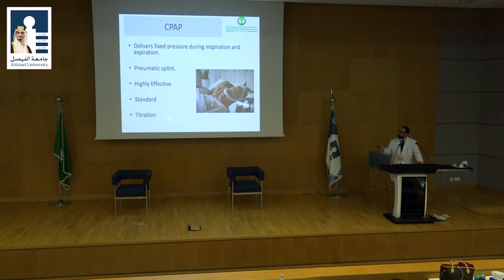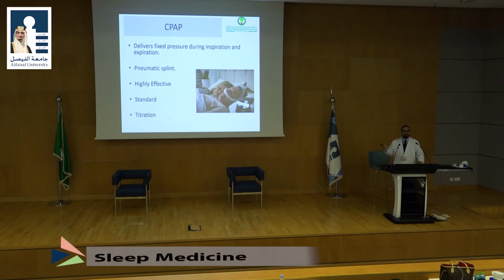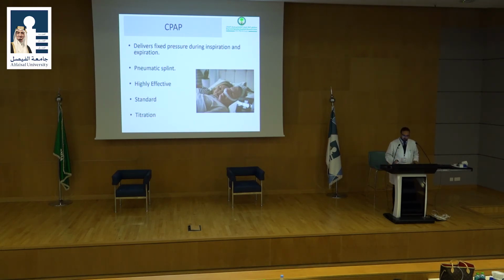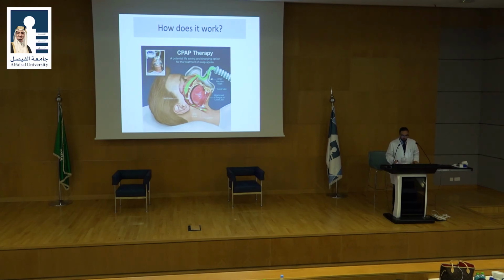We always need to know what pressure is really needed. So we need to do something called titration to know what pressure the patient really needs to treat their obstructive sleep apnea. So this is just an example of how it works. The patient will wear a mask connected to a tube, and the tube is connected to the device. The pressure will go through the tube to the mask, and that will come all the way down to the upper airway, and that will splint it and keep it open when the patient is sleeping.